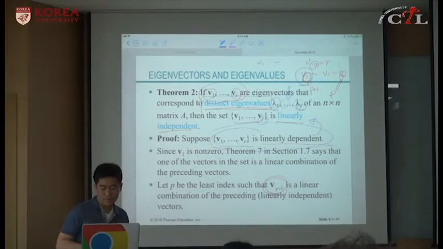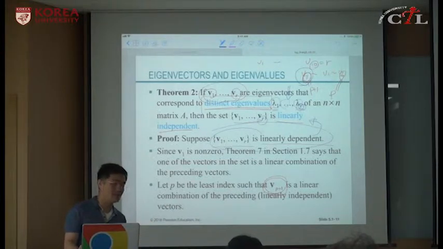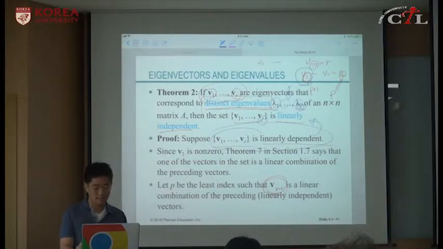So in this case, this number r, right? Instead of r distinct eigenvalues, we have n distinct eigenvalues, right? And that means, according to this theorem, that we can find n linearly independent eigenvectors, and that will form your invertible matrix P, right?